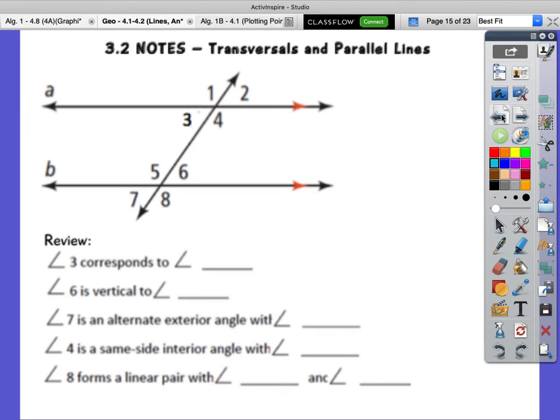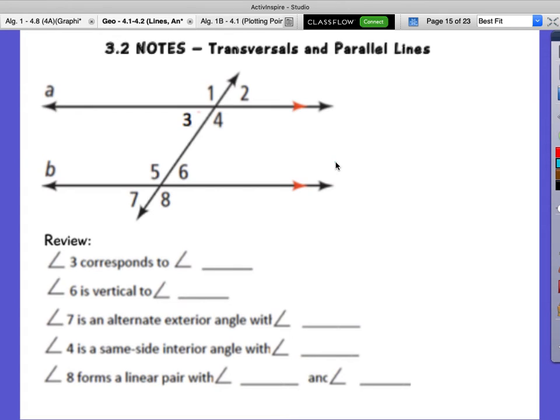Okay, so now we're going to look up here, and we're going to go through this quick review here.